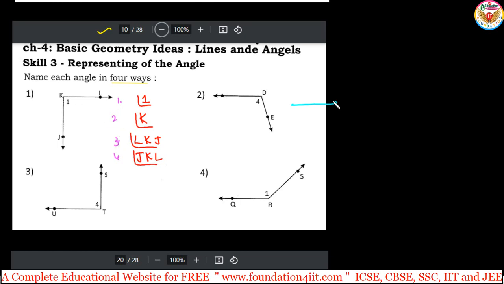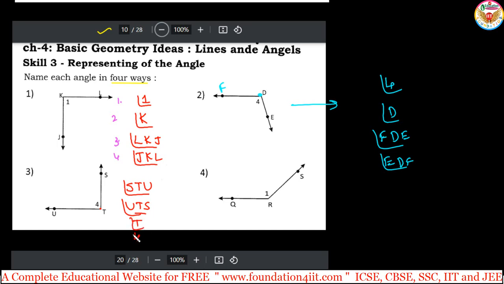Similarly, the next one, this second one. Angle 4 is mentioned. Angle D is F, the letter is not there, so I'm keeping F. That means FDE or EDF. Where is the vertex? The vertex letter should be in the center of the three letters. Even in this third problem, STU is one, or else UTS. T is always the center. Next, angle T or angle 4.